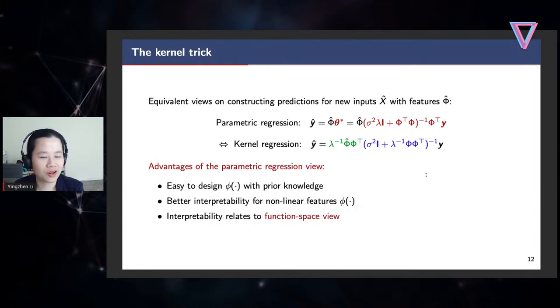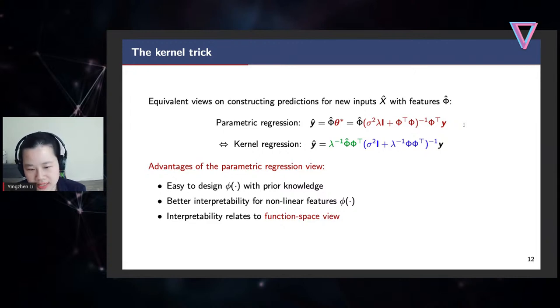Well, definitely, people also argue for the advantage of the parametric regression view, the first one, so I should also say something about it. So first, if you have some domain knowledge or prior knowledge on how to design this phi function, for example, your ground truth function is polynomial, then you should definitely use polynomial features to construct phi. If you know this, this will be an advantage for the parametric regression case.